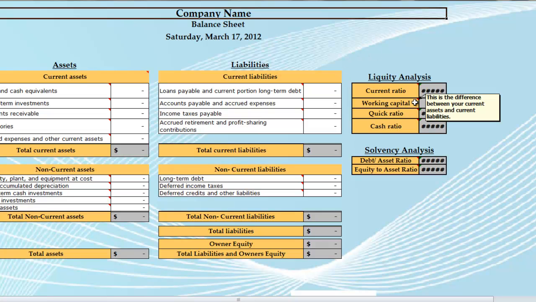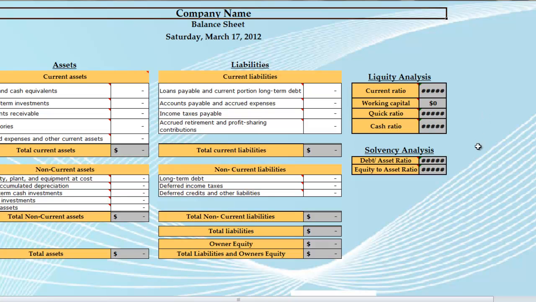So up here in liquidity, your current ratio is the ratio that is mainly used to give an idea of a company's ability to pay back short-term liabilities. Your working capital is the owner's share of the liquid assets. The quick ratio is an indicator of a business's short-term liquidity. The cash ratio is generally a more conservative look at a company's ability to cover its liabilities than the other liquid ratios.